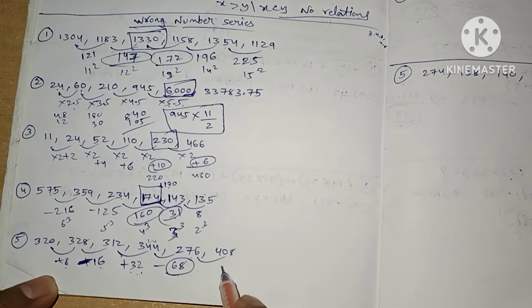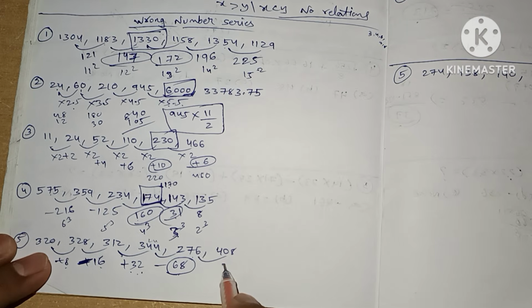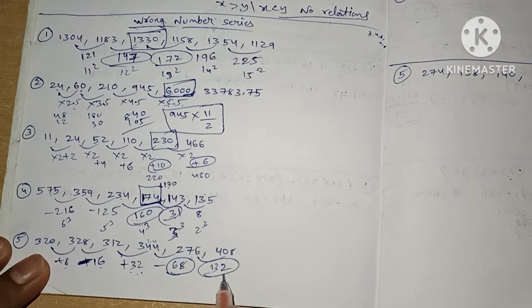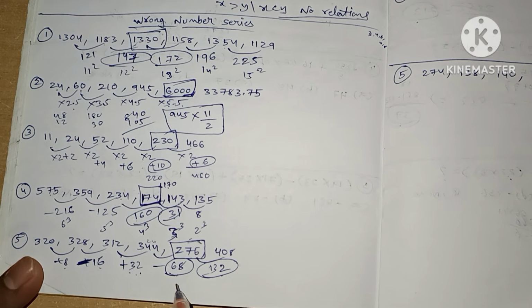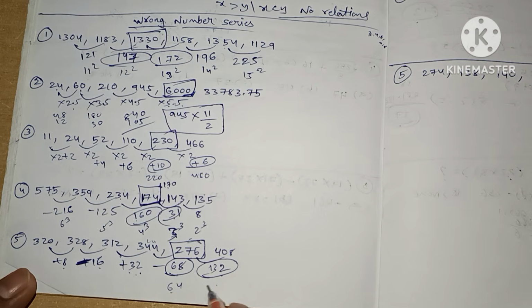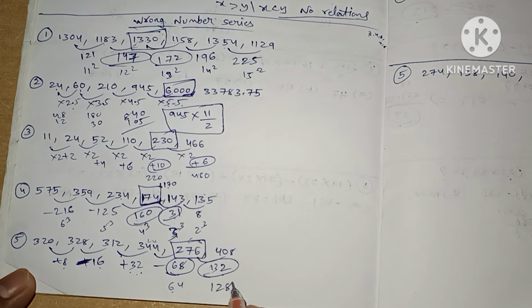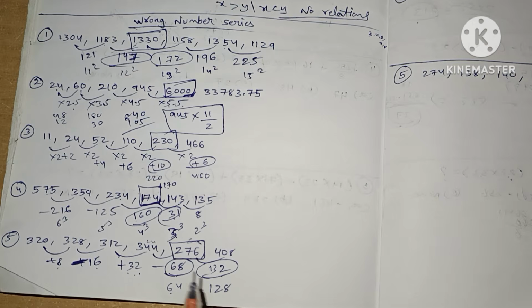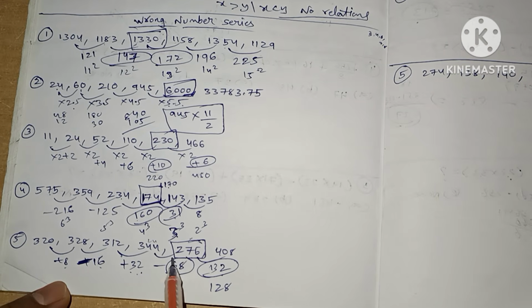Here we see the difference of 2 and 13, 132. This is also wrong one. So these two are wrong, means this is our wrong number. So it must be double of this one 64, and it must be double of this one 128. So we got 276 is our wrong number.